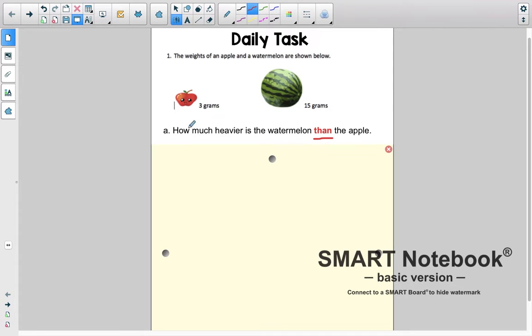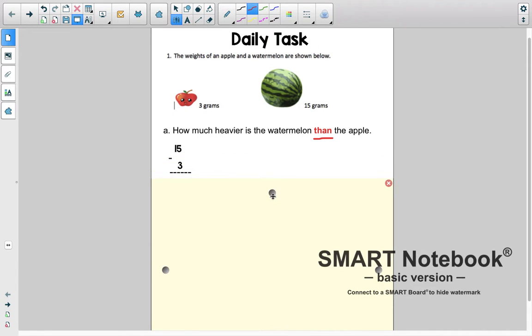So let's read this question again and figure out which operation makes most sense. It says, how much heavier is a watermelon than the apple? So the watermelon we see is heavier, it's 15 grams, than the apple, which is 3 grams. So which operation makes most sense to figure out how much heavier this fruit is? If you said subtraction, you're correct.